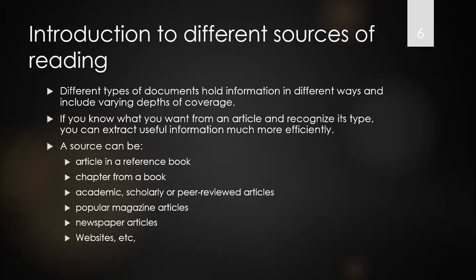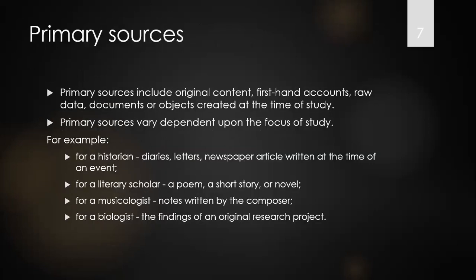So the different sources can be articles in a reference book, a chapter from a book, academic, scholarly, or peer-reviewed articles, popular magazine articles, newspaper articles, websites, or something similar. Primary sources. Primary sources include original content, first-hand information and accounts, raw data, documents or objects created at the time of study. Primary sources vary dependent upon the focus of study.